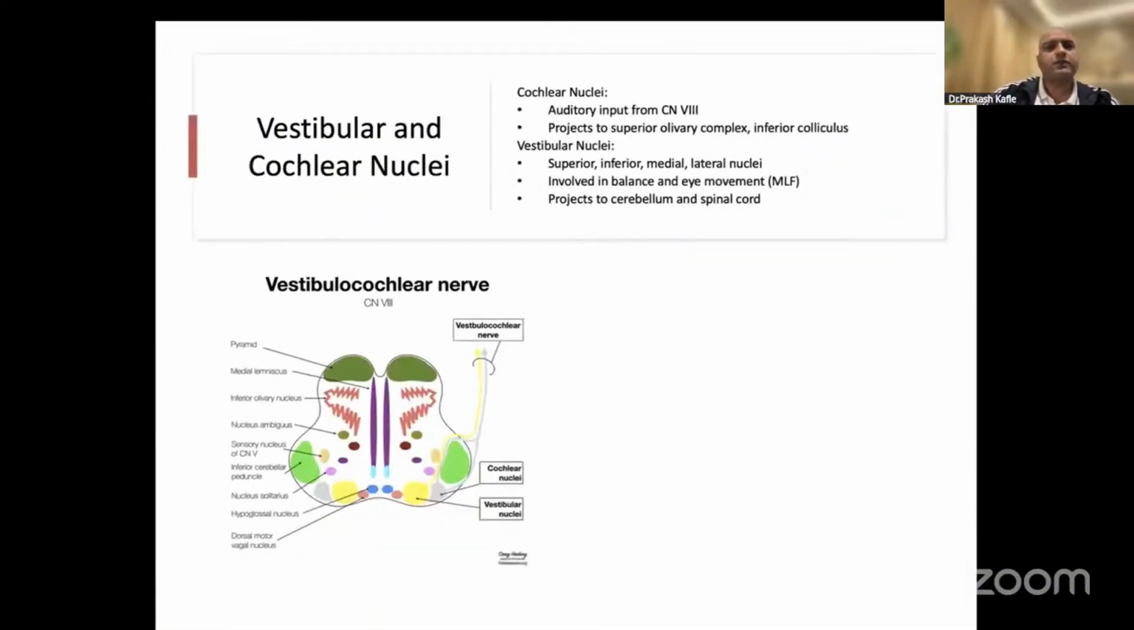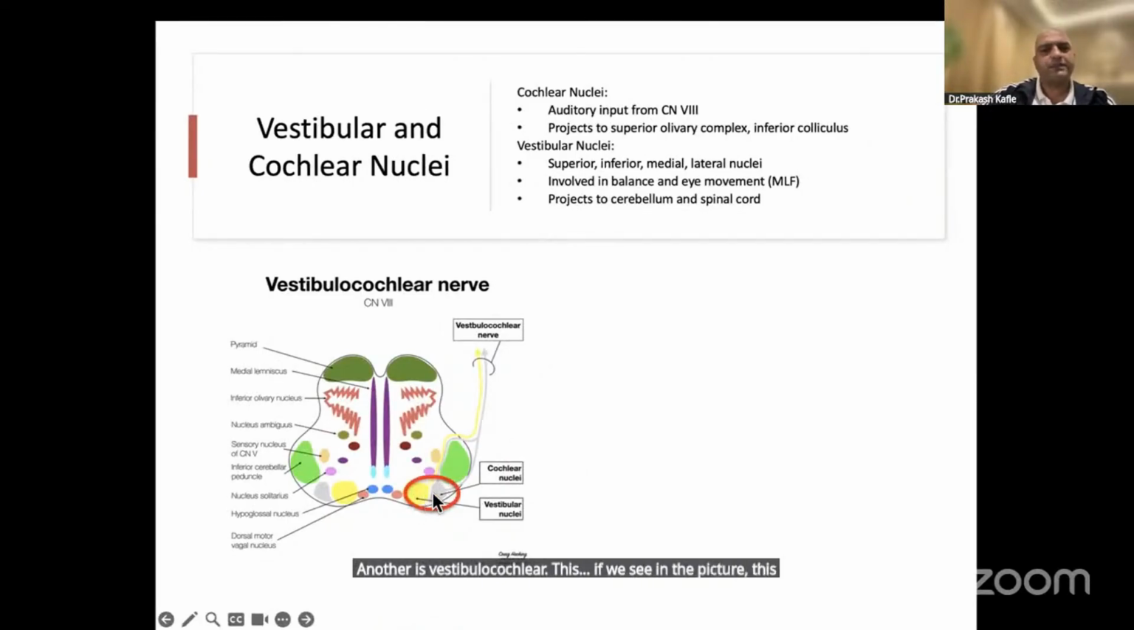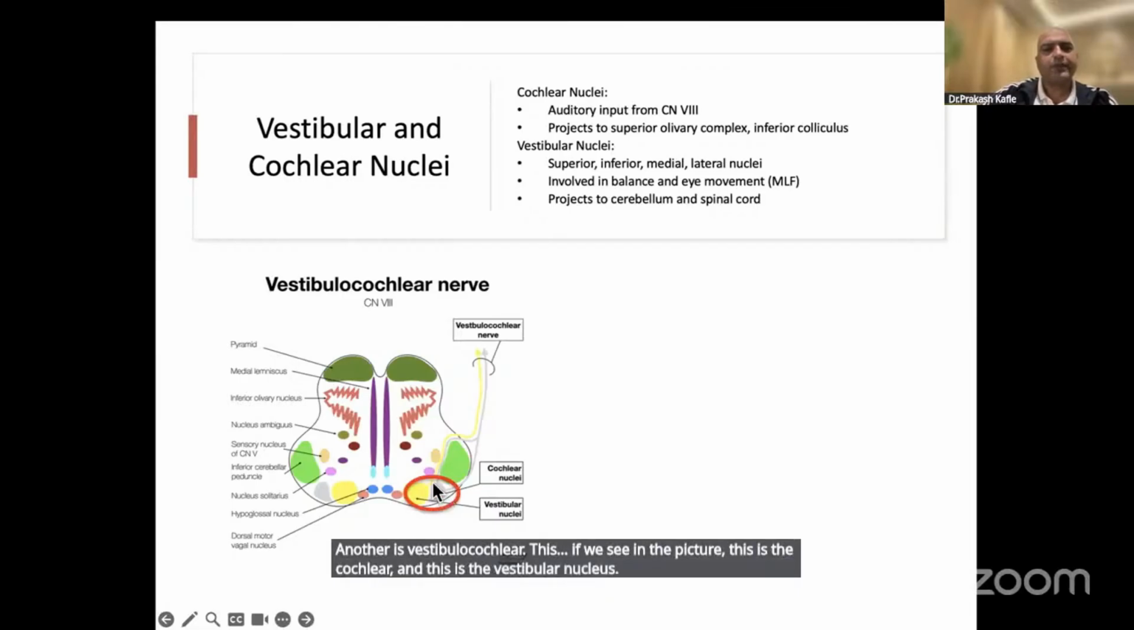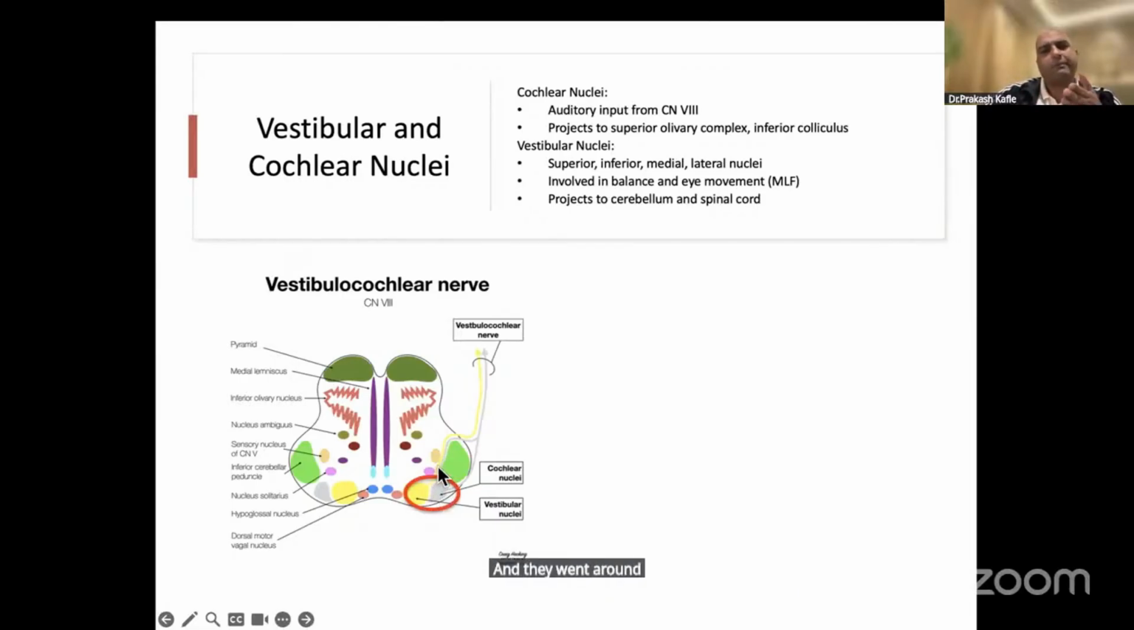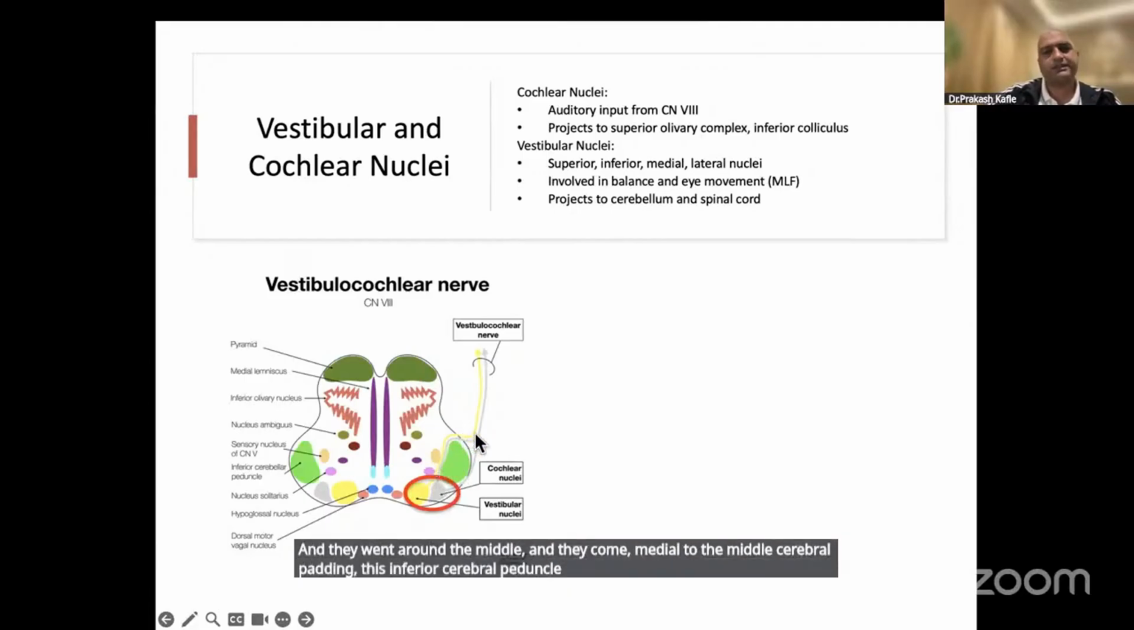Another is the vestibulocochlear. If we see in the picture, this is the cochlear and this is the vestibular nucleus, and they wind around the middle. They come medial to the middle cerebellar peduncle, the inferior cerebellar peduncle, and exit the brainstem. So this is the cochlear and this is the vestibular part of the brainstem.